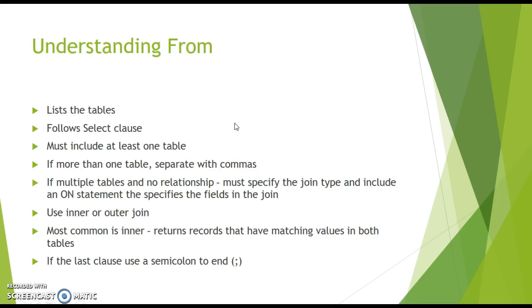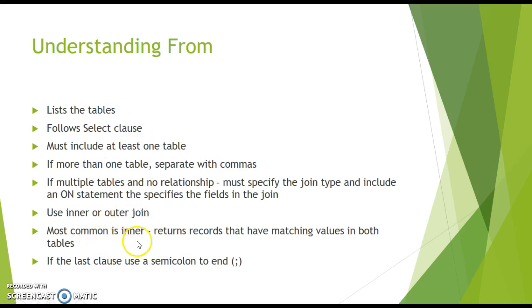Now, from is also required. This is where you list the tables. It follows the select clause. You have to include at least one table. If you have more than one table, you separate them with commas. If you have multiple tables and there's no relationship formed, then you have to specify the join type and include an on statement. Most of the time they're inner joins. Occasionally you could have an outer join.